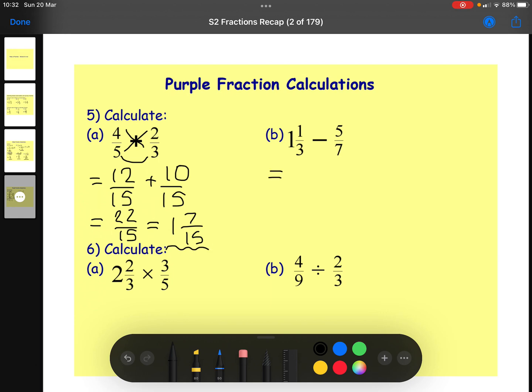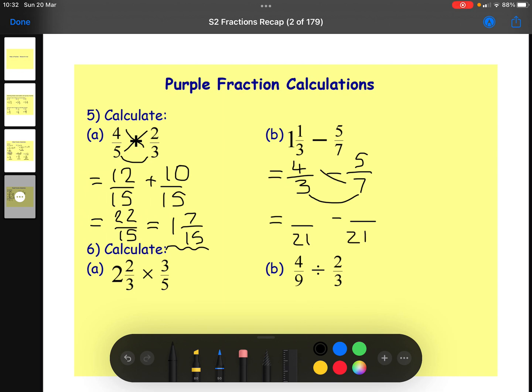Question B. Now the most repeatable way to complete questions with mixed numbers is to change them to top-heavy fractions. So 1 and 1/3 would be 4 over 3 through the processes we used on a previous slide. We want to subtract from that 5 over 7. Until we get a common denominator, we can't do that. So the common denominator here would be 3 times 7, 21.